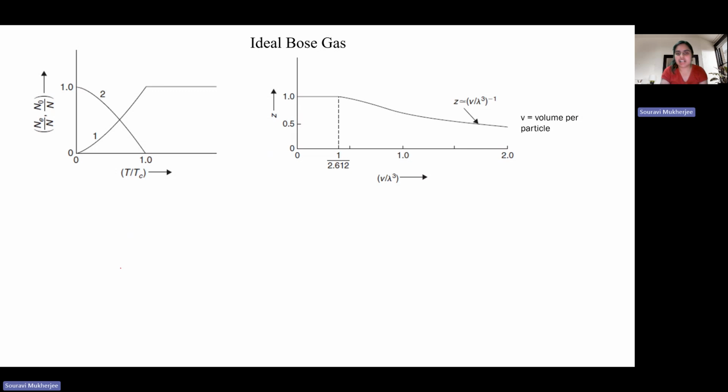So one can also write how Z varies as a function of V by lambda cube. Okay, so you can see that. This is your condensation phase, the quantum regime or the condensation regime, where Z is 1, while at the higher limit you would see Z goes as V by lambda cube to the power minus 1. Here V is the volume per particle. This is more of the classical regime, and this is your quantum regime.